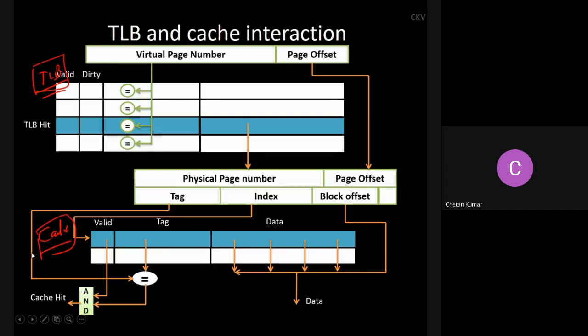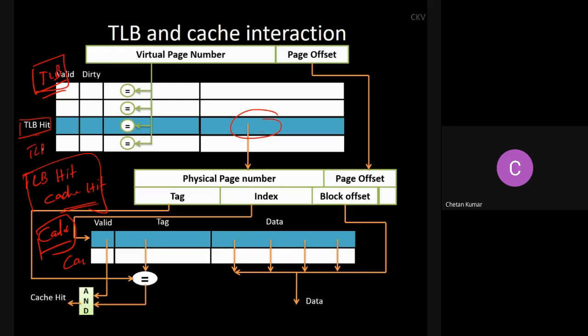But again, there are much more complex things involved here. This is a best case scenario. The best case scenario is you are able to find the translation information in the TLB, and you are able to find the data that you are looking for in the cache itself. So it's a best case scenario of a TLB hit and a cache hit. Now, if there is a TLB miss, what happens? You will not get the translation information from here. So where will you get the translation information if it is a TLB miss?